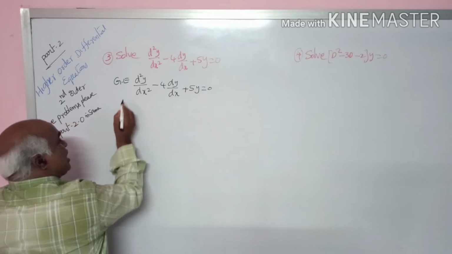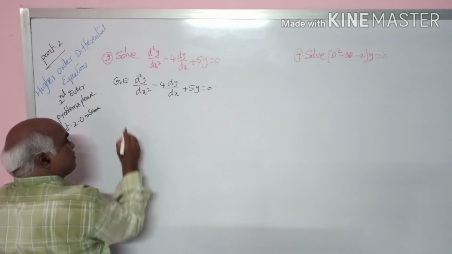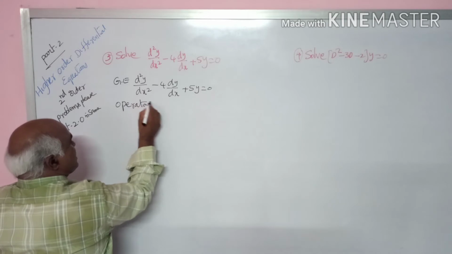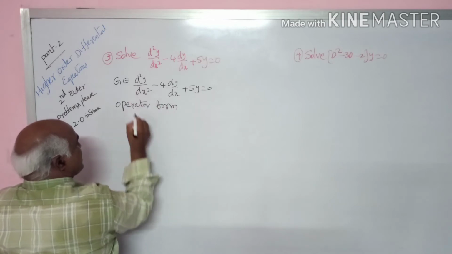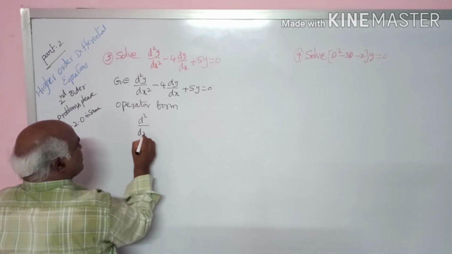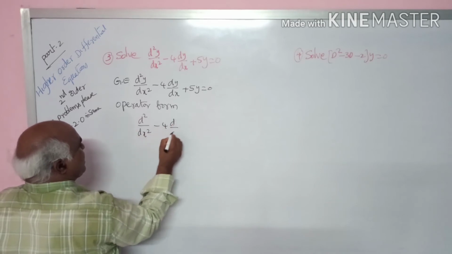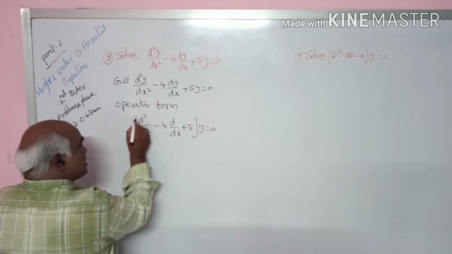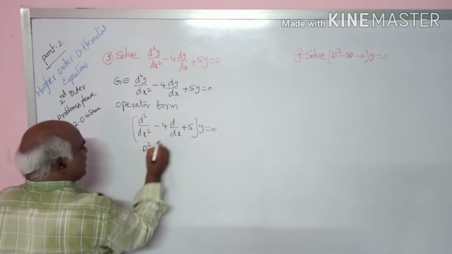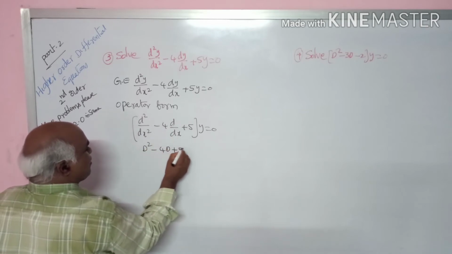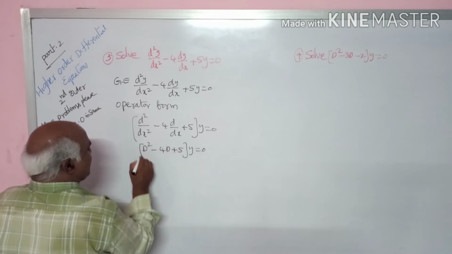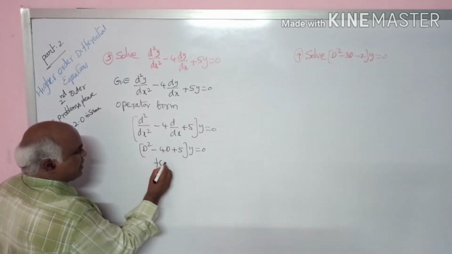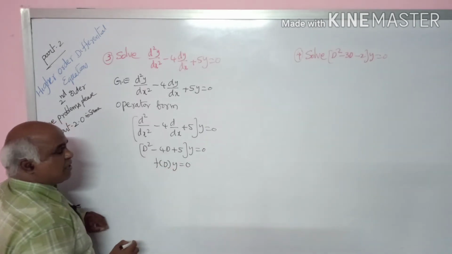Clearly we can observe it is not in the operator form. For writing the operator form, you can write like this: (D square minus 4D plus 5) into y is equal to 0. D by dx is capital D, so D square minus 4D plus 5, and y is common. This is the operator form. Here you can see it is in the form of f of D into y is equal to 0.